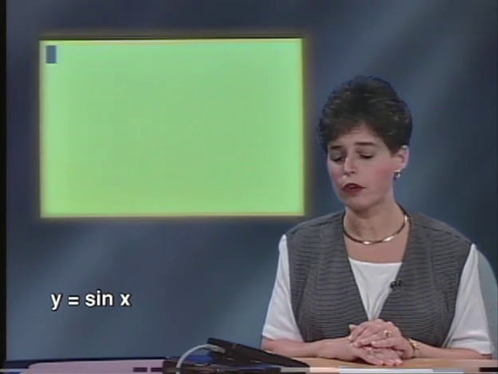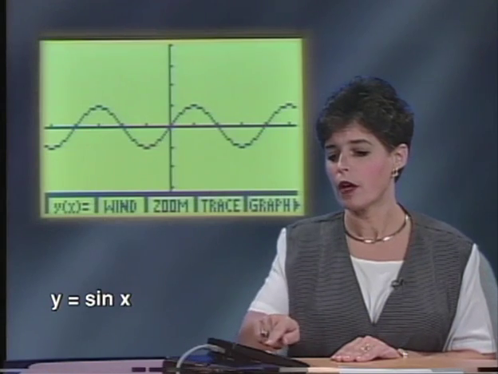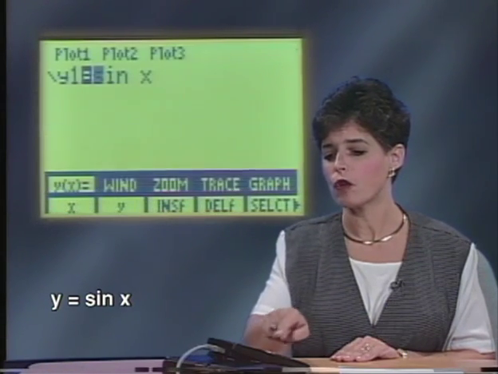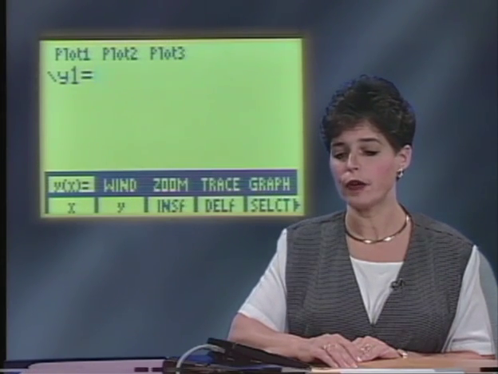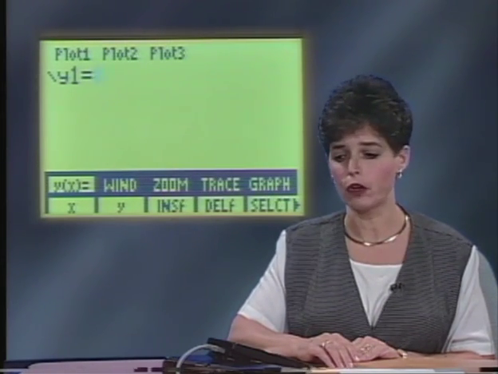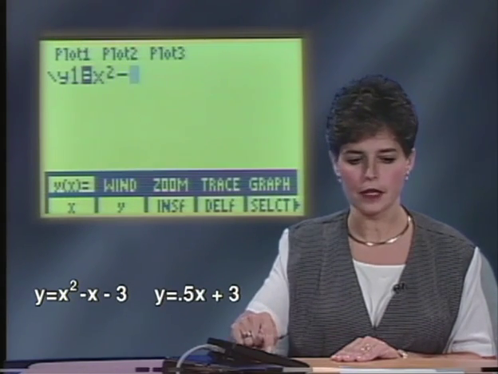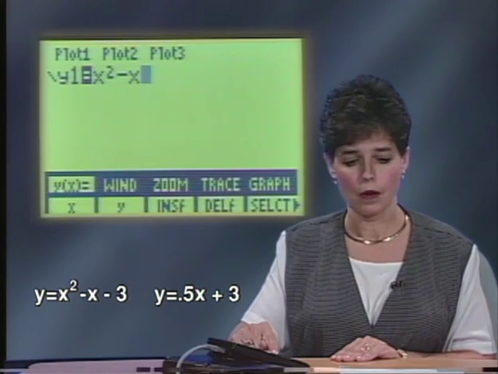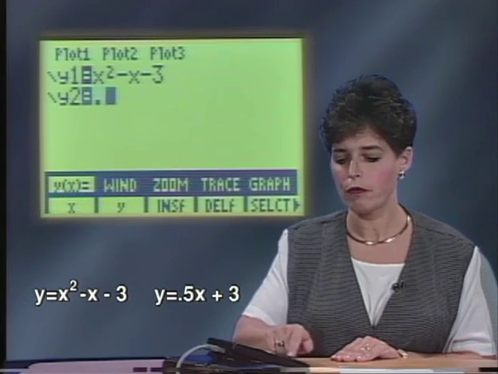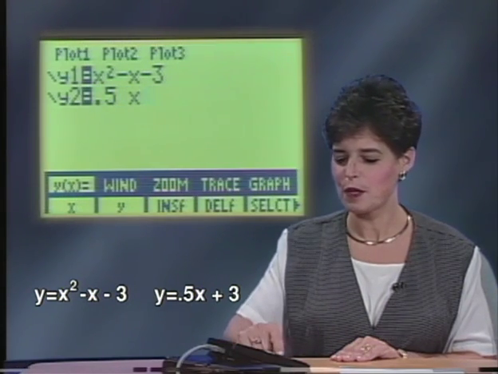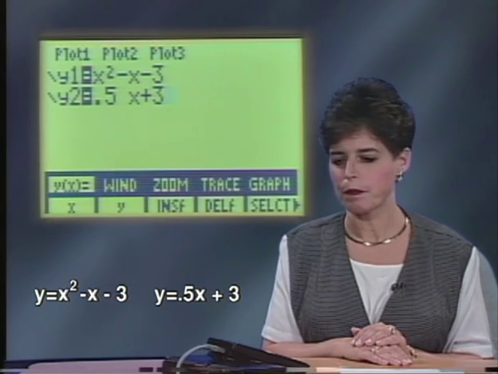Okay, we're going to go into the Graph Math menu. Let's go to Graph. We're going to go into y of x for a moment to get rid of our sine function and actually enter in the two functions that we dealt with a little bit earlier. I'm going to enter in x squared minus x minus 3 and 0.5x plus 3. Okay, those look like good functions to work with again.